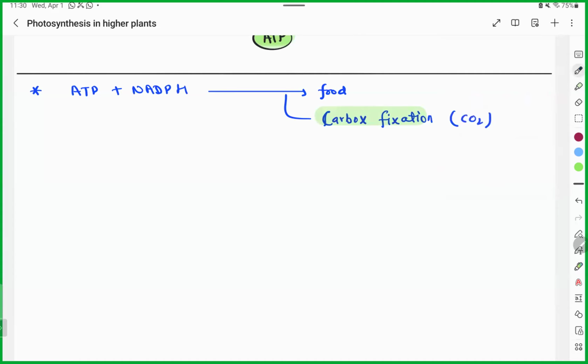Okay. If carbon fixation happens, what will happen? Yes, Ryan. So what is this you have written here? Carbon fixation.